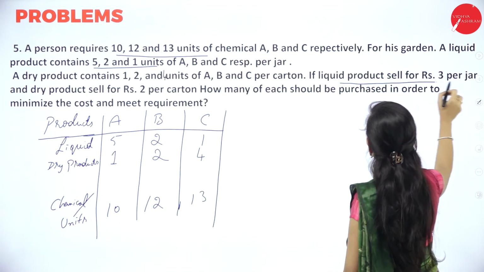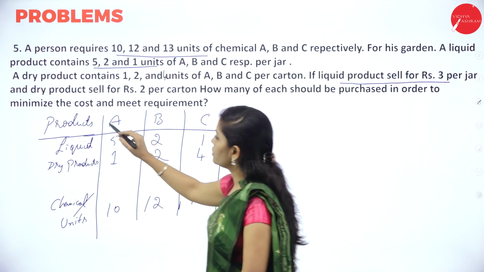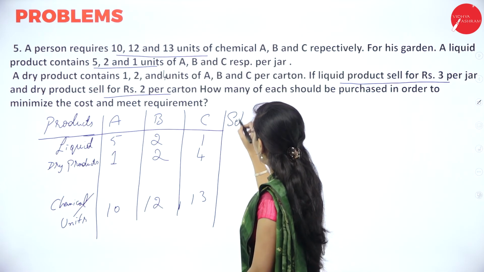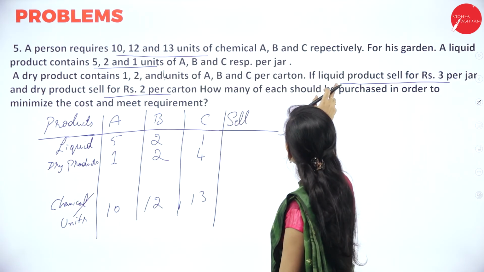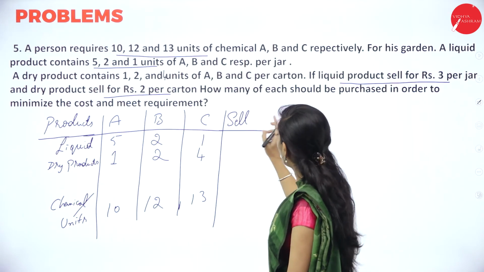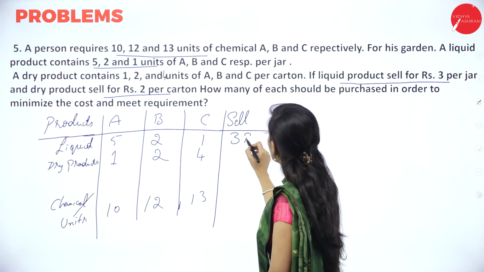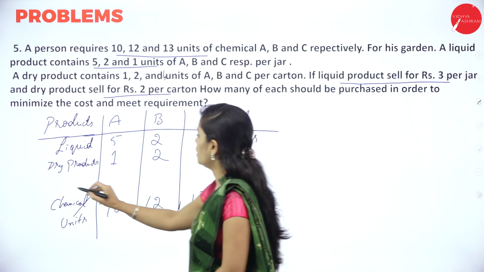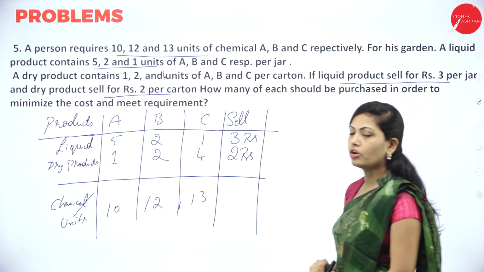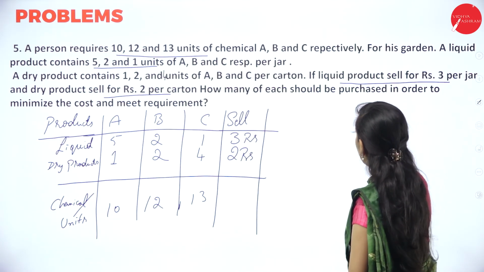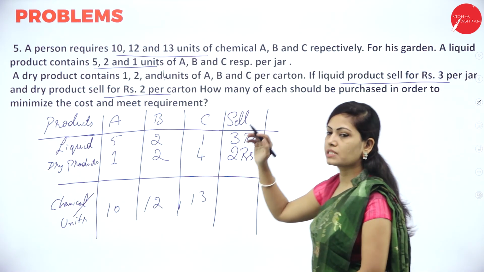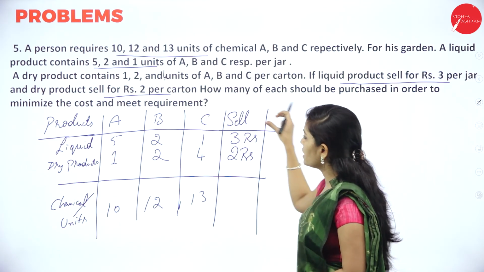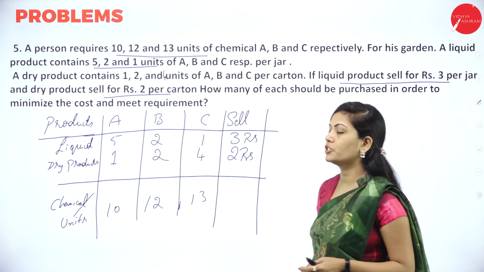If liquid products sell for 3 rupees per jar and dry products sell for 2 rupees per carton. So first write all the given values. How many of each should be purchased in order to minimize the cost and meet the requirement? Here they are minimizing the cost. So it is a minimization problem.